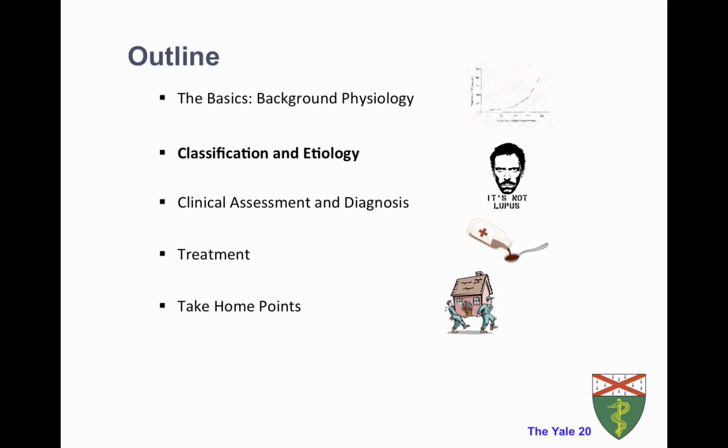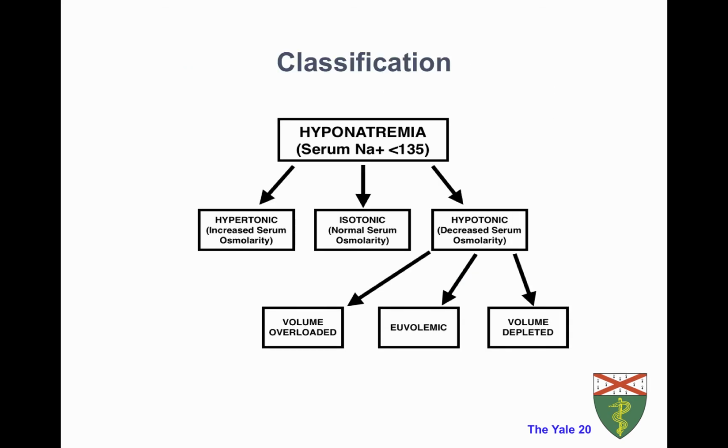The next part of our discussion is going to focus on the classification and etiologies of hyponatremia. Hyponatremia can be classified both by tonicity and by volume status. With regards to tonicity, it can be either hypertonic, hypotonic, or isotonic. And by volume status, it can be classified as hypervolemic, hypovolemic, or euvolemic. So let's start by going over classification by tonicity.